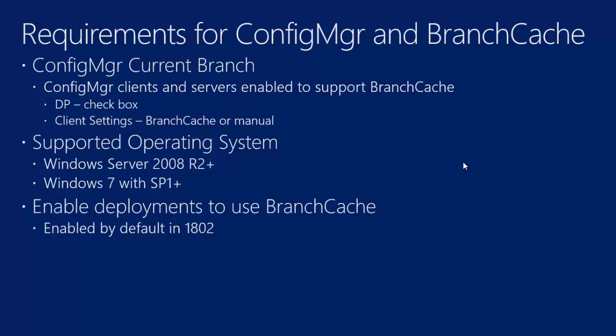You can enable branch cache with Config Manager 2007. You can enable it with Config Manager 2012, no problem. It's just that you would need to do a little bit more manual work in those cases. Can be done. There's a blog article I actually wrote on it years ago talking about how to enable branch cache with those versions of Config Manager, specifically Config Manager 2007.